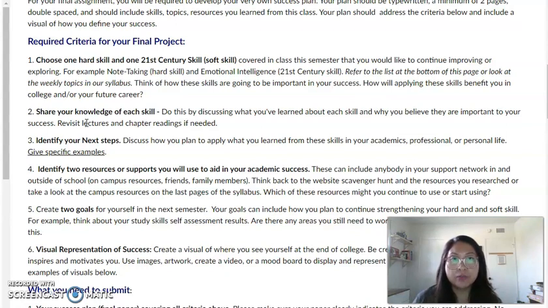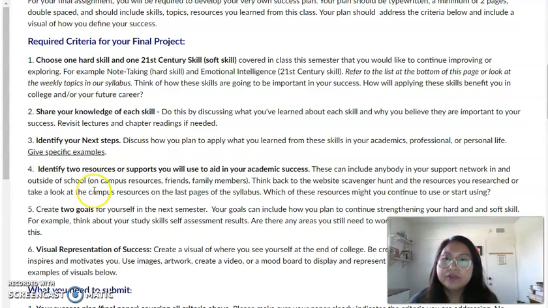So make sure to go back and revisit those. Number 3, identify your next steps. So what I'm looking for is how you plan to apply what you learn from these skills in your academics, your professional life, or even in your personal life. Give specific examples. So basically you're tying in number 2 into how you're going to be using these skills in different aspects of your life. So what did you learn and how are you going to start applying them?